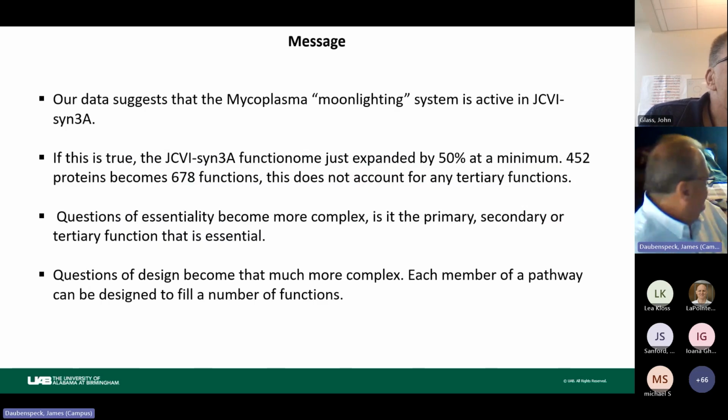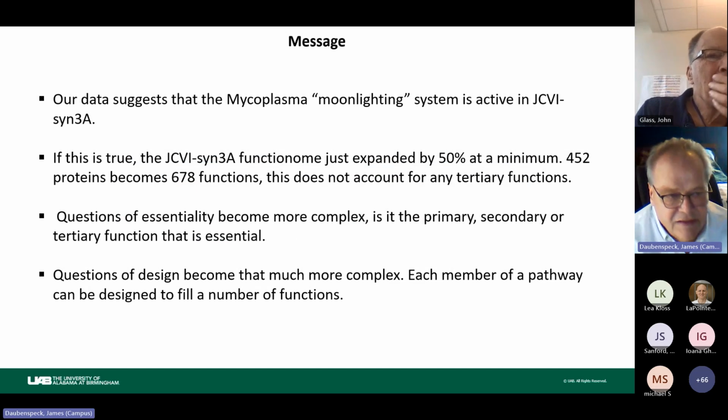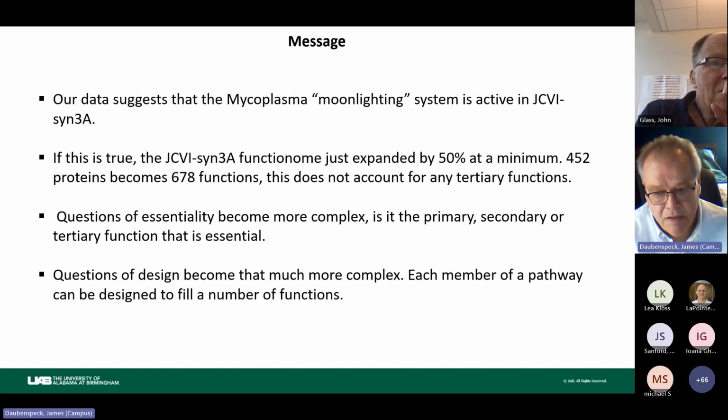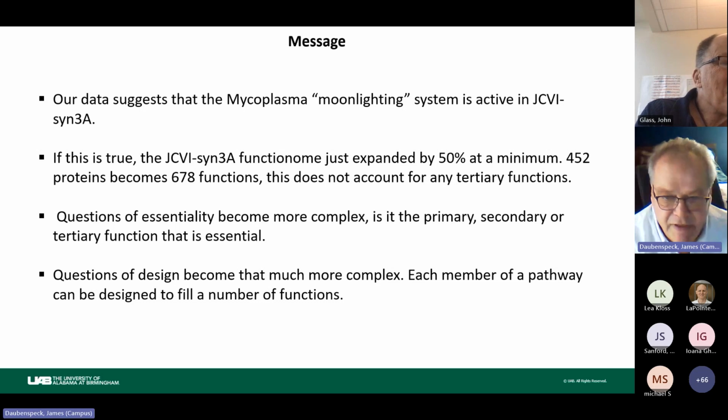Now, our data suggests that this system is active in JCVI synth 3A, which is not really surprising. The more I've worked with this system over the years, it's become quite apparent that it is essential in almost everything. Now, if that former statement is true, then the synth 3A functionome just expanded by about 50%. So 452 proteins become 678 functions. And Kevin, when I was talking to him yesterday, he asked me about this 50% number, how confident I was in that number. And I replied to him that it was a very conservative number. And then I got to thinking about it, of course.